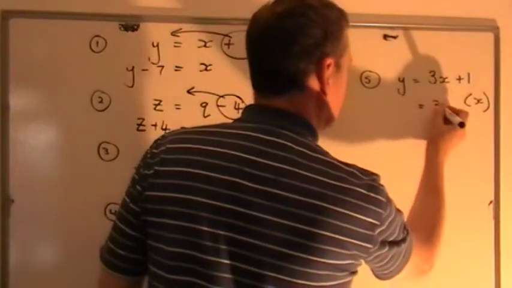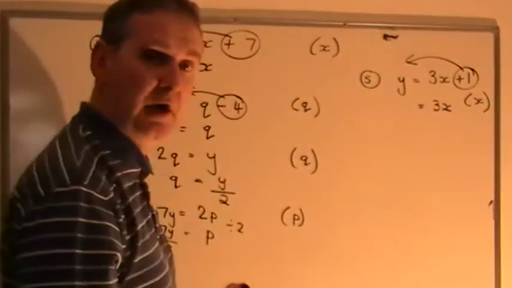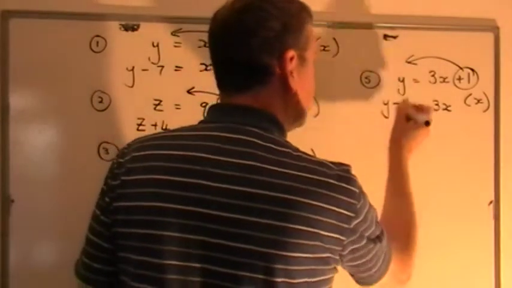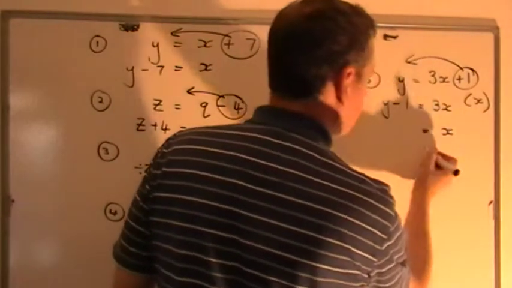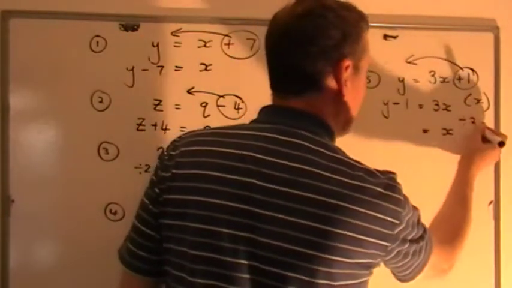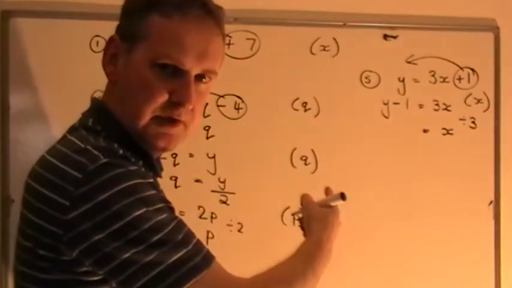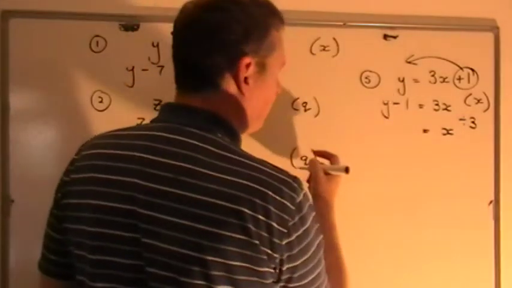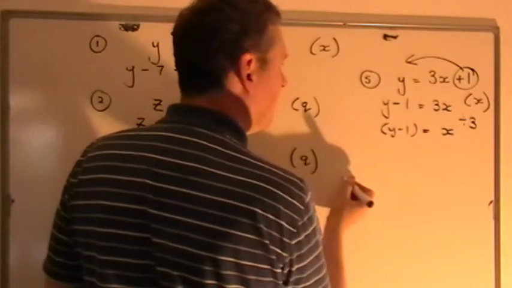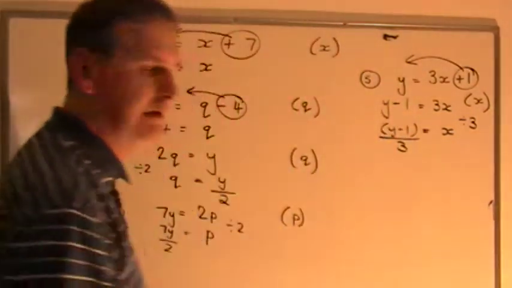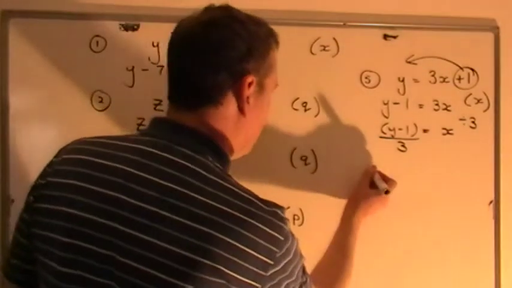So you leave the 3x exactly where it is, and you take the plus 1 to the other side to join the y. And you end up with y take away 1. But I don't want 3x's, I want 1x. So to go from 3x to 1x, you share it by 3. So if I share the right hand side by 3, I must share the left hand side by 3. So you've got to share the whole thing by 3. So I'm going to put a bracket round the whole thing, and I'm going to share it by 3. And there you go, you've got x on its own. It's on the right, but that's fine. I'll do one more like this.